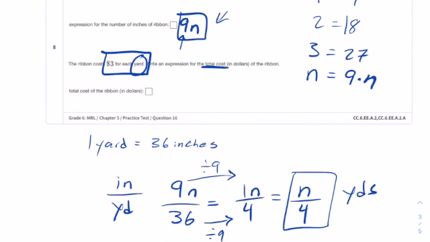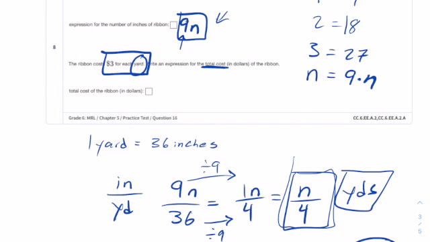Well, now I know that if I need $3 for every yard, and this is how many yards I have, I just multiply the 3 times however many yards I need, and that'll give me the cost. So it's 3 over 1, so that's 3/4 times n, basically, or 3n over 4 is how you could write it. I know that was complicated.